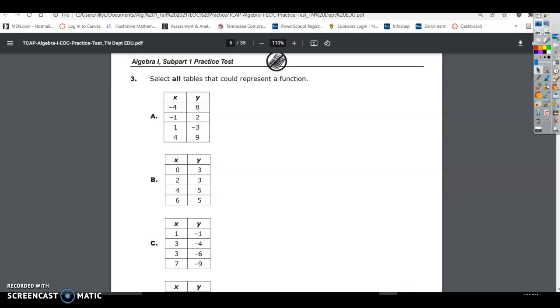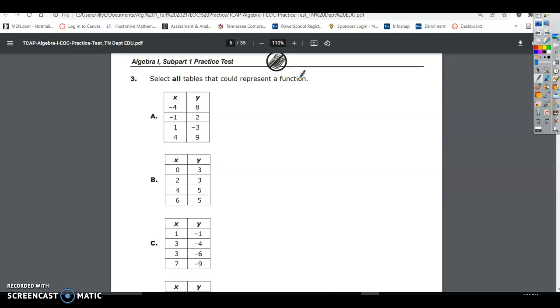Algebra 1 EOC practice test question 3. This one's still in the non-calculator part. It says select all tables that could represent a function. Okay, remember a function means all the values of x are different.